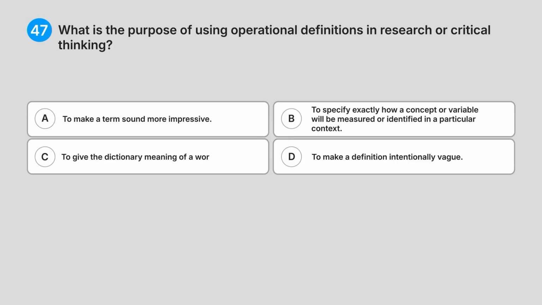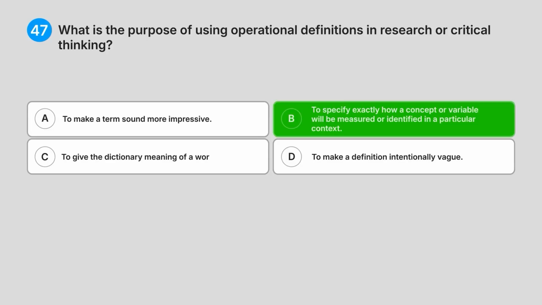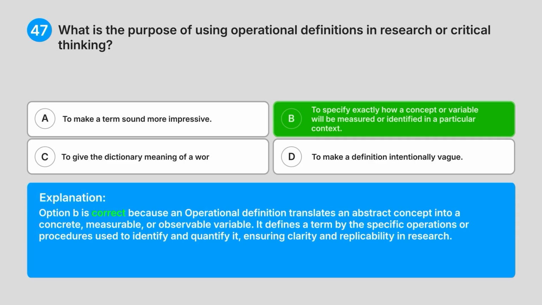Correct answer. B. To specify exactly how a concept or variable will be measured or identified in a particular context. Explanation. Option B is correct because an operational definition translates an abstract concept into a concrete, measurable, or observable variable. It defines a term by the specific operations or procedures used to identify and quantify it, ensuring clarity and replicability in research.